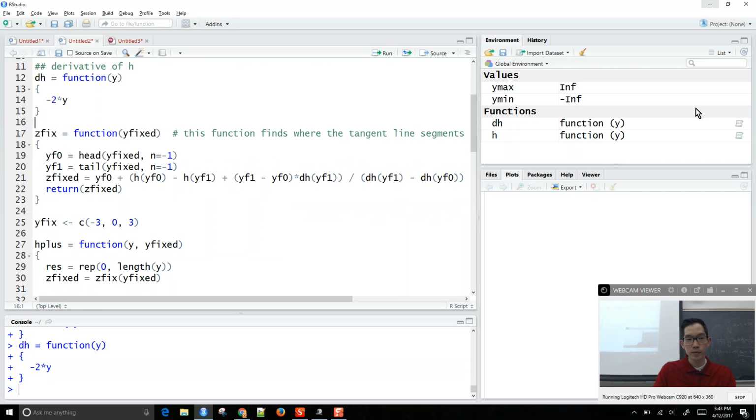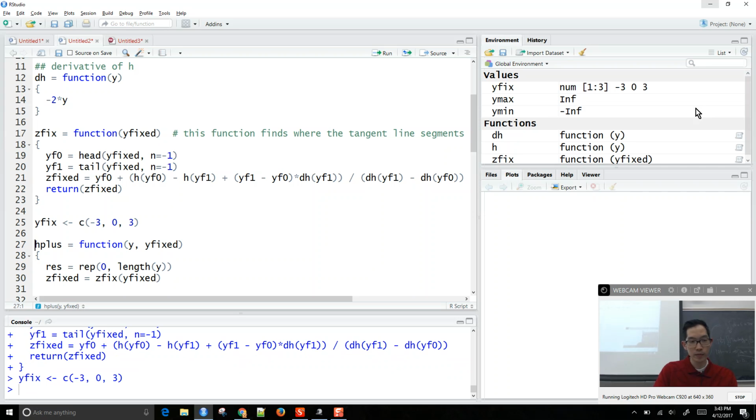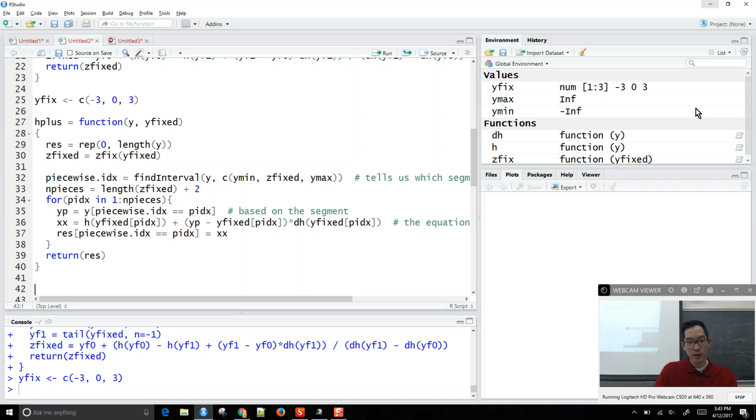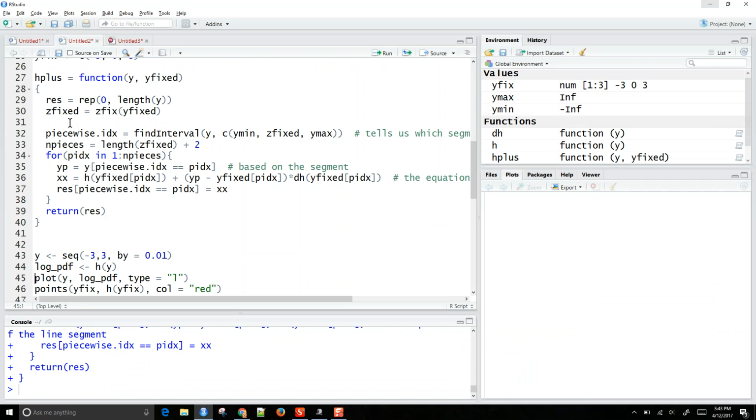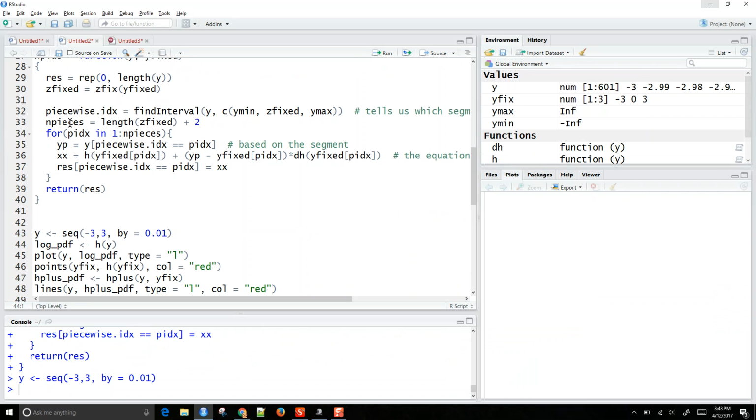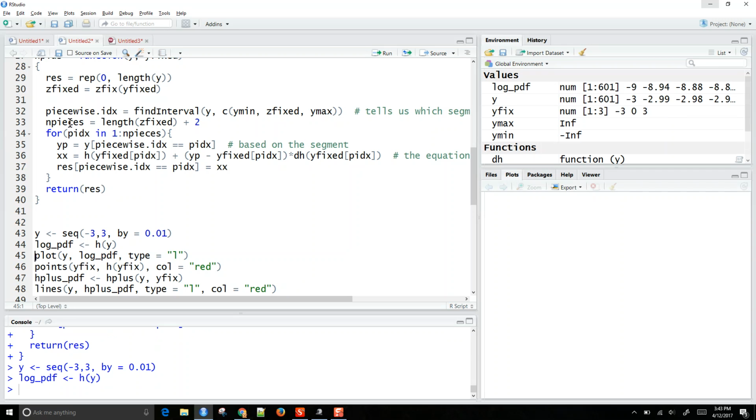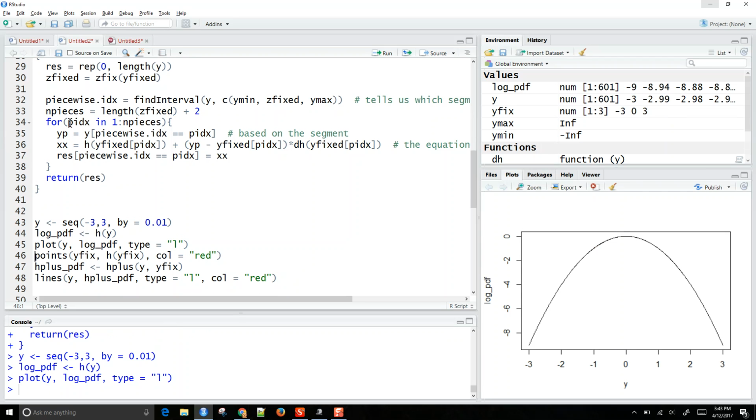Okay. So z fixed says, okay, we're going to go through and find where all of these intersecting points are. And then this function, h plus, is a function that plots out the piecewise linear. So let me just show you what this looks like. Okay, if I plot from -3 to 3, and I calculate the log PDF of that, I have a parabola here.